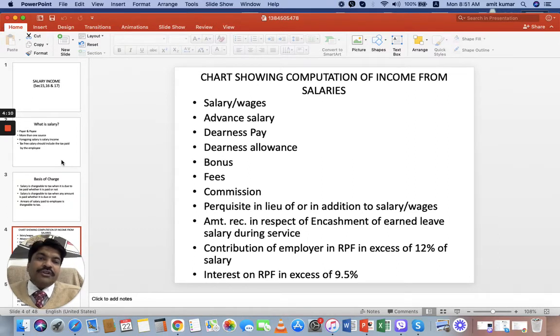Chart showing a computation of income from salary. What are the things which are covered under salary? Salary includes salary or wages, advance salary, dearness pay, dearness allowance, bonus, fees, commission, perquisites in lieu of or in addition to salary or wages, amount received in respect of encashment of earned leave, salary due, contribution by the employer to RPF in excess of 12% of salary, and interest on RPF exceeding 9.5%.